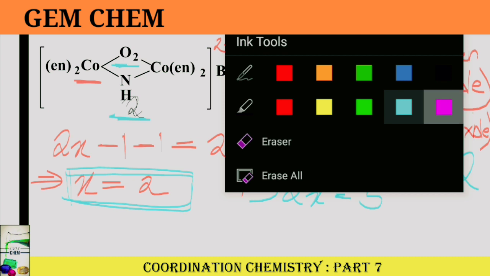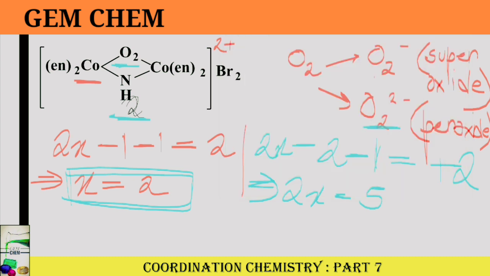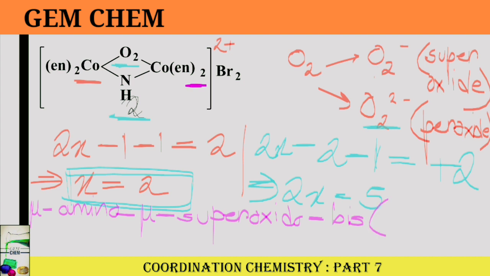So finally we are going to write the name. So first we are going to write mu amino, because A comes first. Then we are going to give a hyphen and write mu superoxido. Then we are going to give a hyphen and write bis. Again open the bracket. For this too you are going to write bis. Open a bracket and write ethylene diamine.